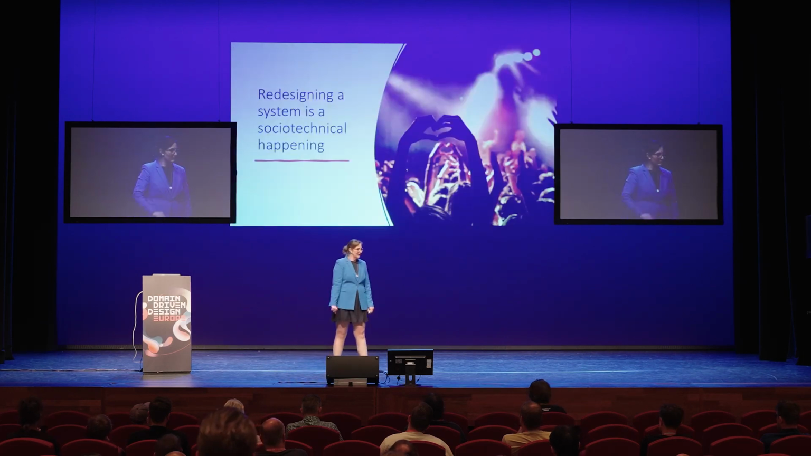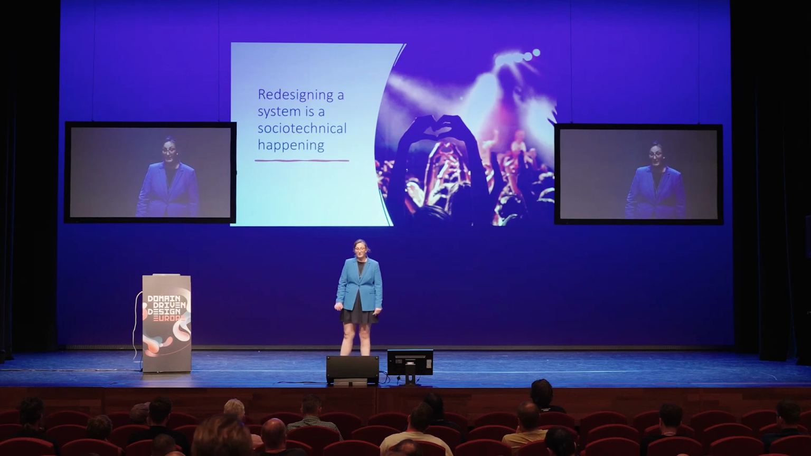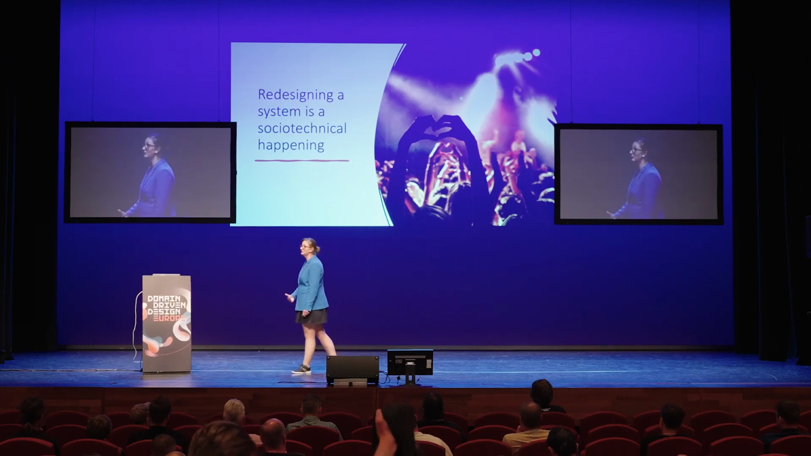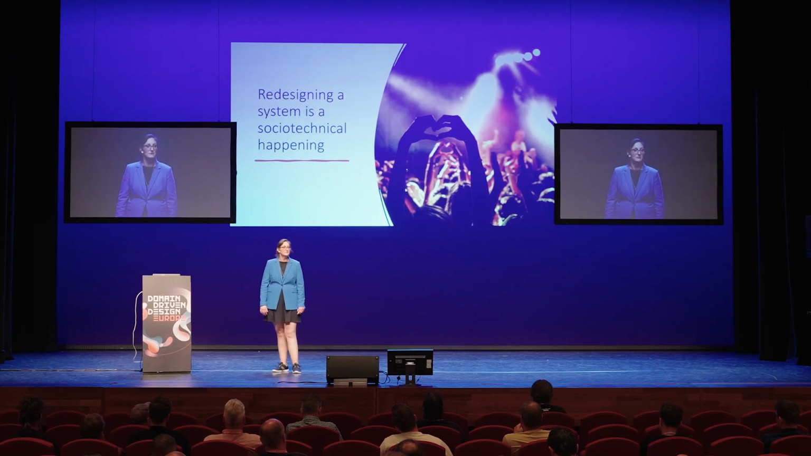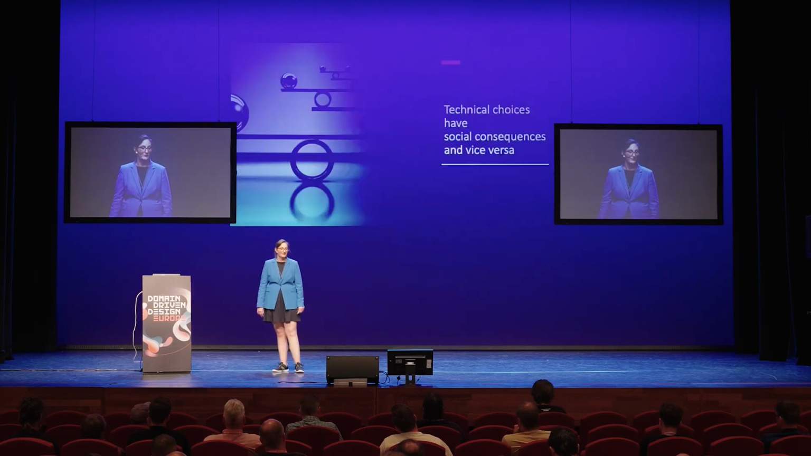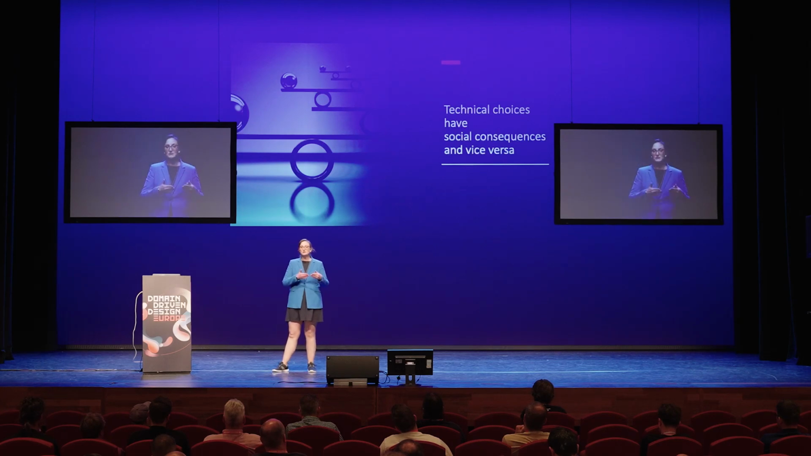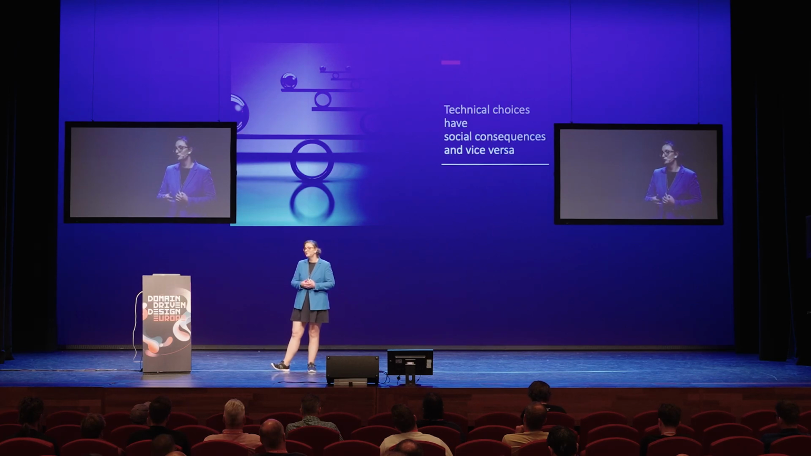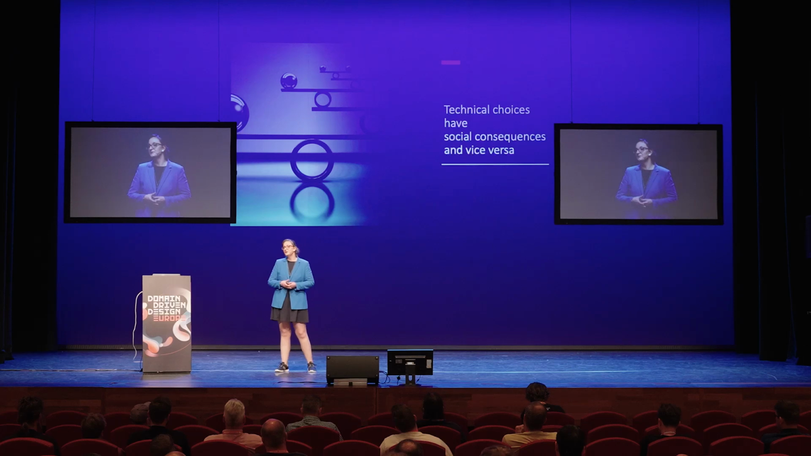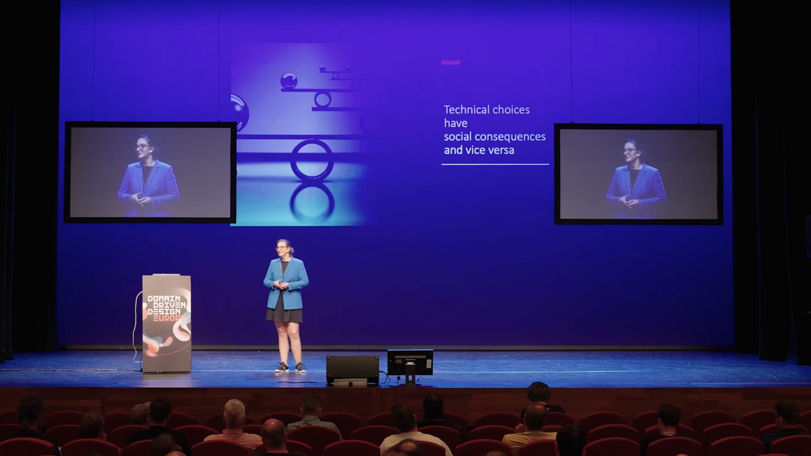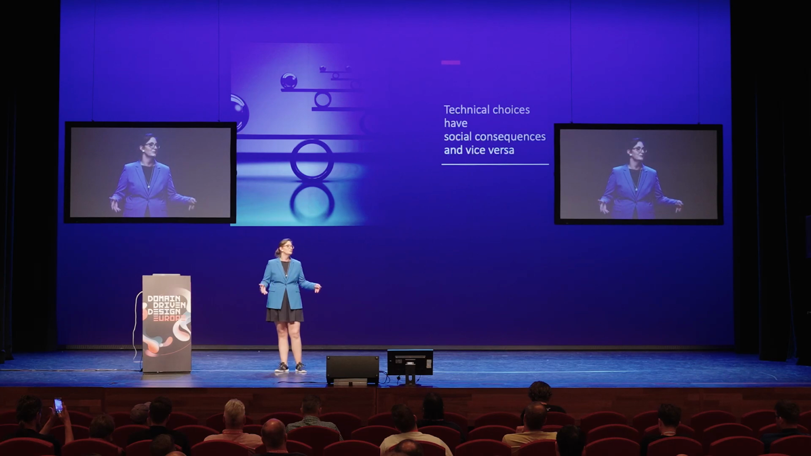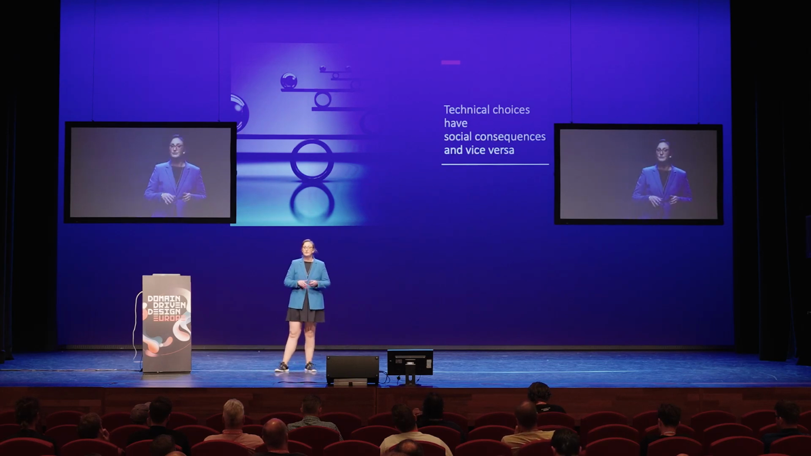All right, so collaborative modeling is a socio-technical challenge. Redesigning is also that. And we don't really think about it all that much, or I feel we don't, because the technical choices that we make have social consequences, and the social choices that we make have technical consequences. And often I see software architects or team leads making technical choices without thinking about the social impact of this. I'm going to give you a few examples.